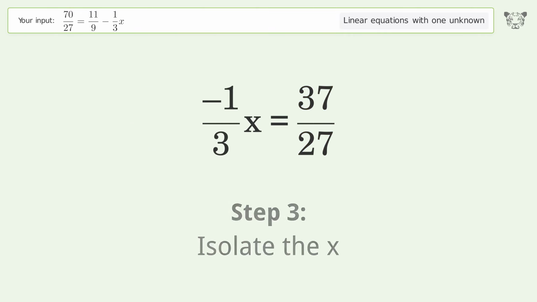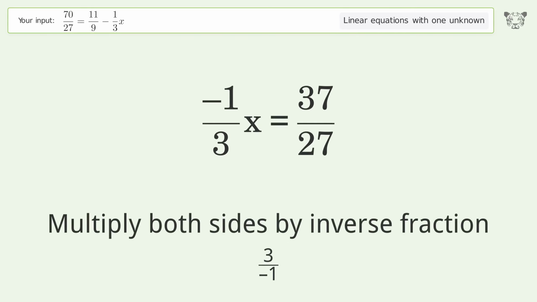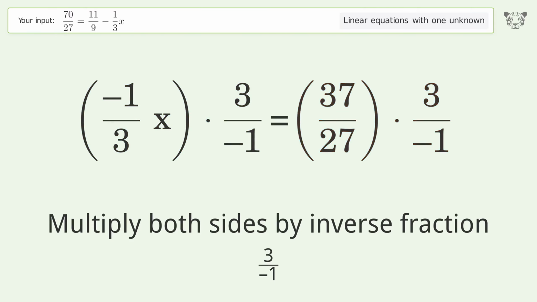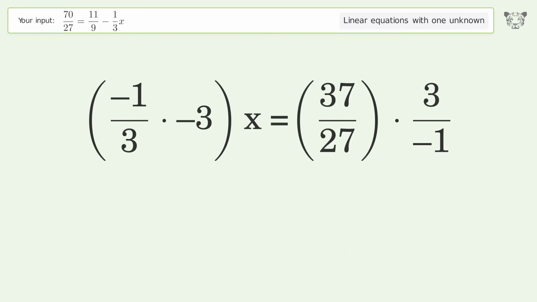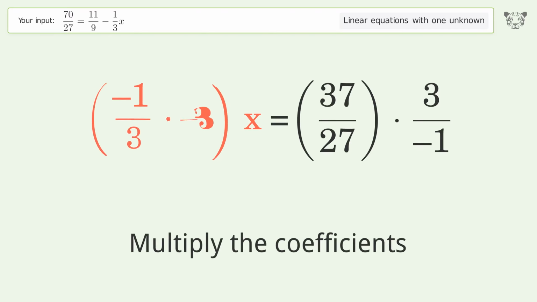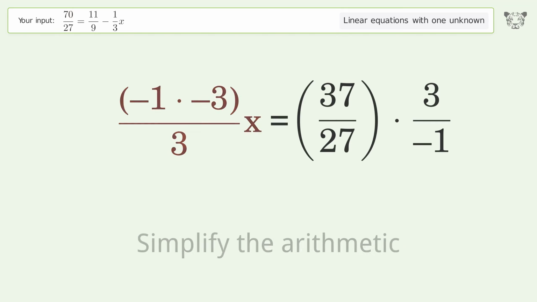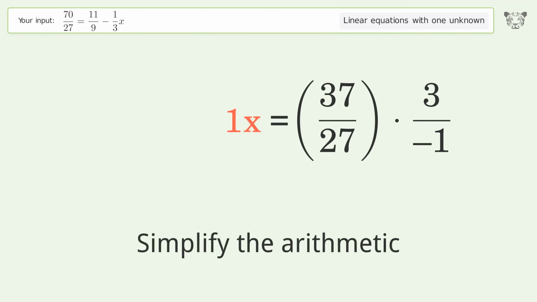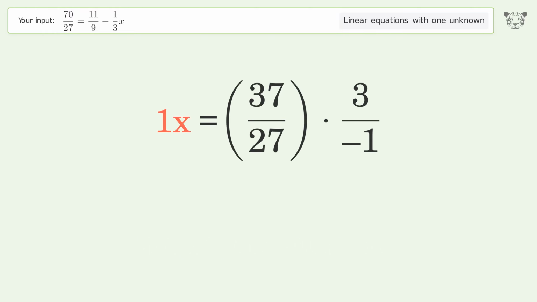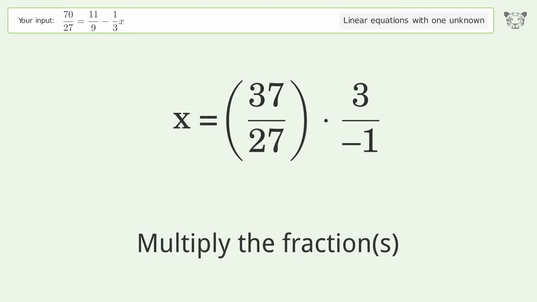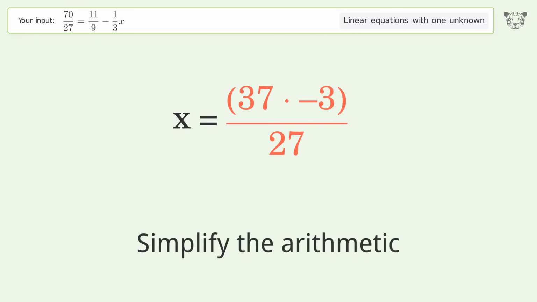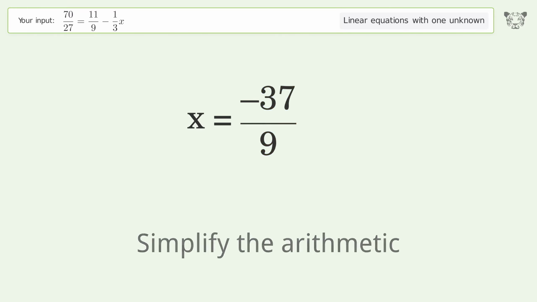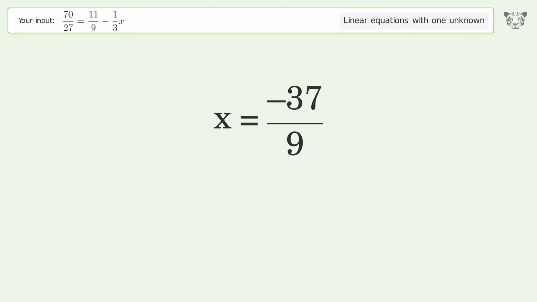Isolate the x. Multiply both sides by inverse fraction 3/(-1). Group like terms. Multiply the coefficients. Simplify the arithmetic. Multiply the fractions. Simplify the arithmetic. And so the final result is x equals -37/9.